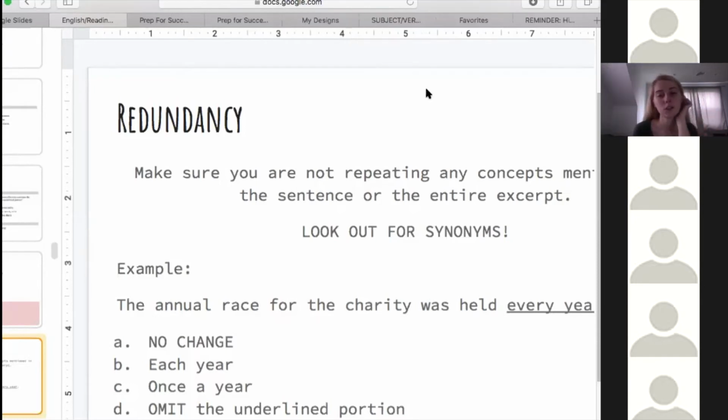All right, answers are looking all right so far. Just keep in mind the redundancy factor, making sure that you don't repeat any concepts.